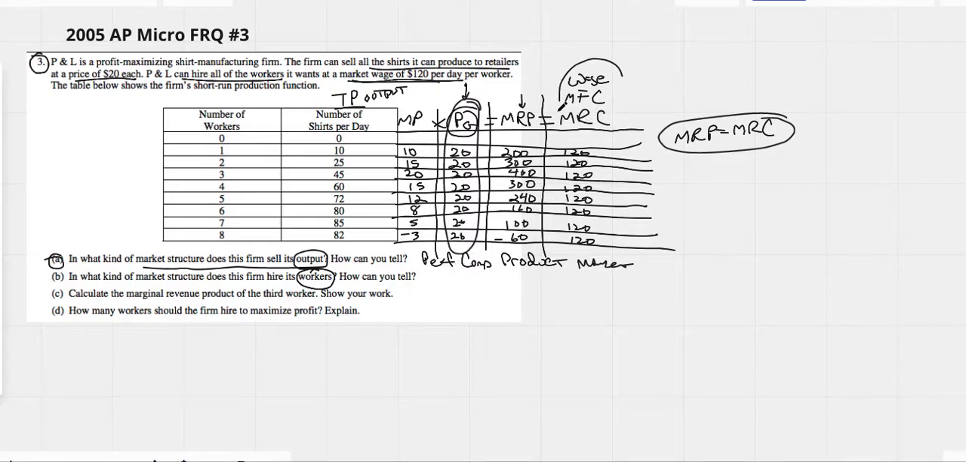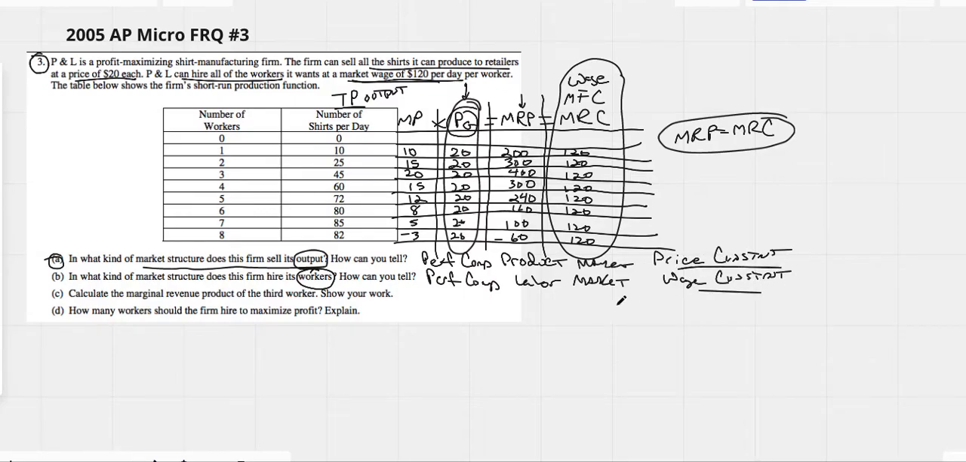Same thing for wage. Notice that similarity. The wage doesn't change, so it is a perfectly competitive labor market. And we could use the same kind of answers. We could say the price is constant here, it doesn't change. And we can say that the wage is constant or doesn't change. Both of those are going to get us the points. Calculate the marginal revenue product of the third worker. We've already done that. 1, 2, 3. Marginal revenue product is 400.